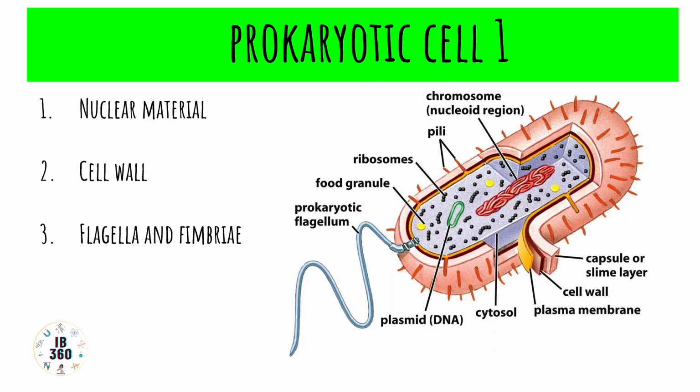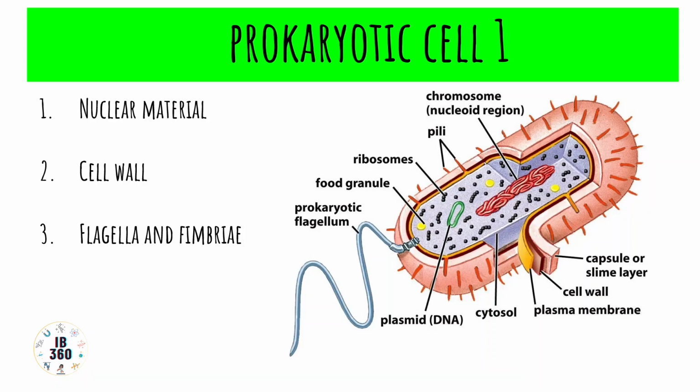Today's topic is prokaryotic cell. In the first class, we had talked about two superkingdoms. Cells are broadly classified into two superkingdoms, prokaryota and eukaryota, on the basis of their organization of DNA.